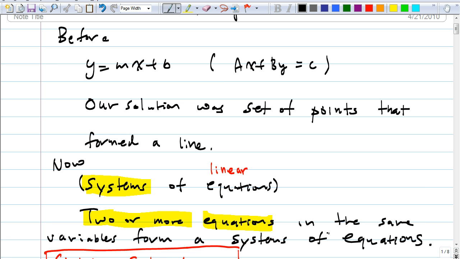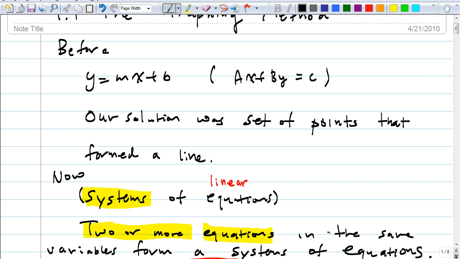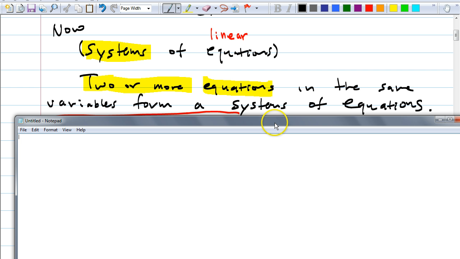This means simply two or more equations. If the solution of a linear equation is just a bunch of points that form a line, what do you think the solution of a system of linear equations might look like? As I said before, in a system of linear equations, you have two or more equations in the same variables. Write this down. I'll give you time. As you write this, think about what the solution of the system might look like.